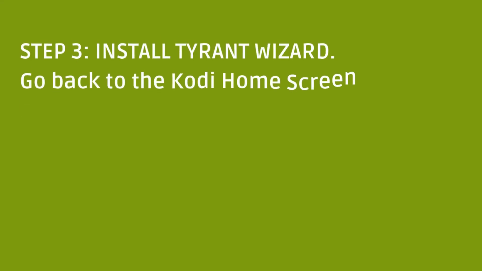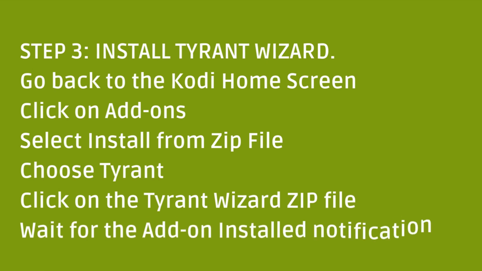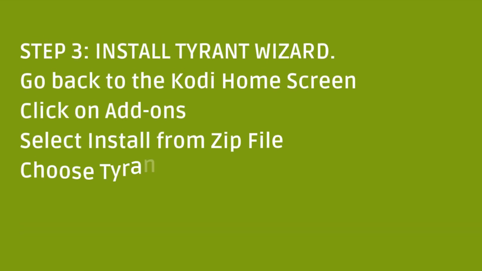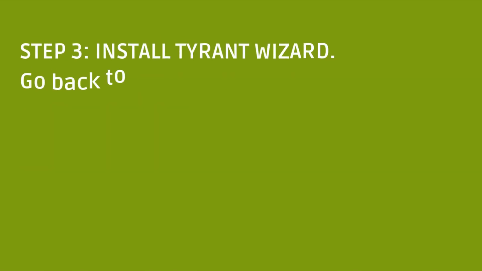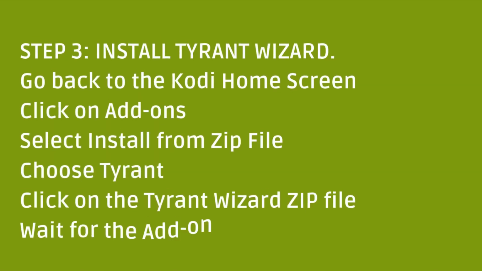Step 3. Install Tyrant Wizard. Go back to the Kodi home screen, click on Add-ons, select Install from zip file, choose Tyrant, click on the Tyrant Wizard zip file, wait for the add-on installed notification.